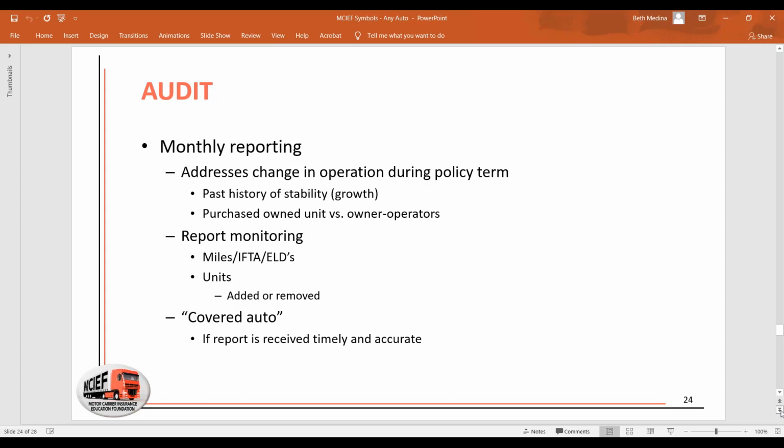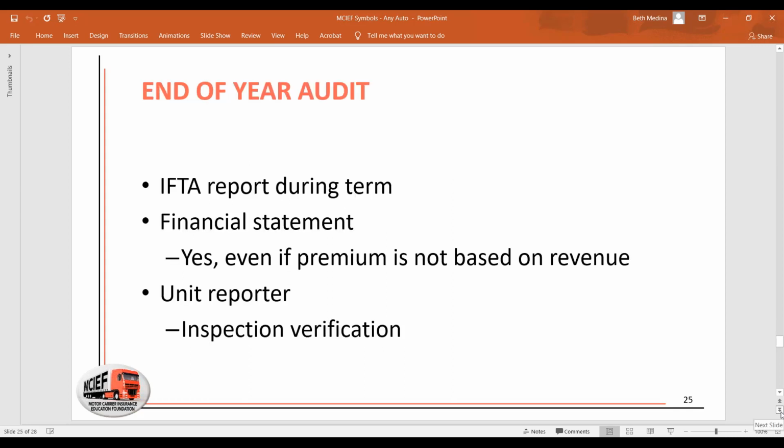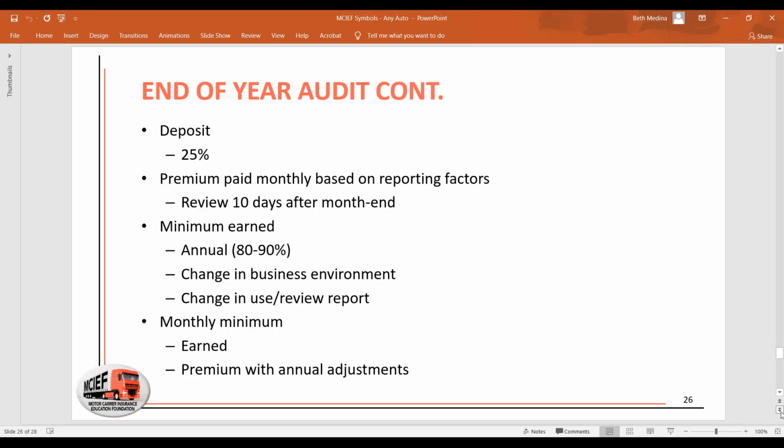And the key to accuracy is that we need to make sure the insured is honorable enough and a stable business, and that those reports make sense on an ongoing basis, based on what's typical in the marketplace for a unit traveling in those territories and those radiuses. So if you're reviewing during the term, even if the premium base is not based on revenue, you'd want to look at the financial statements too, to balance the IFTA, the miles per income, and the unit reporter. And then you can use the inspections to verify the unit reporter.